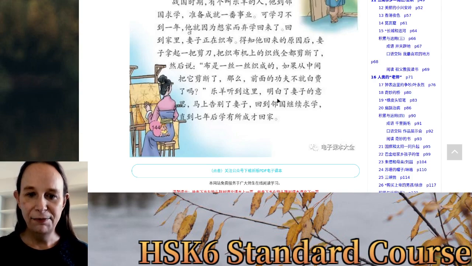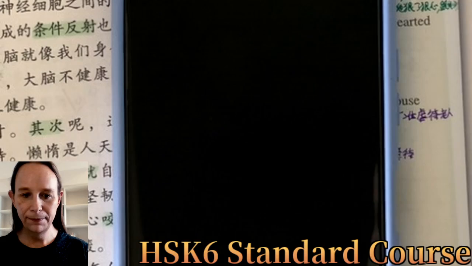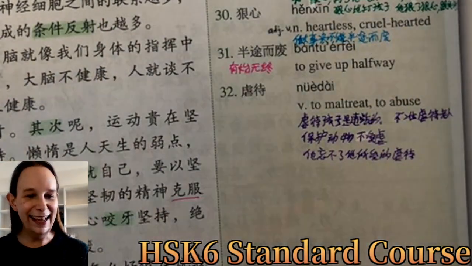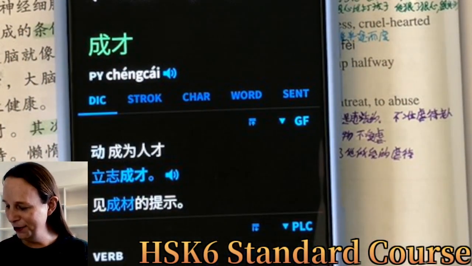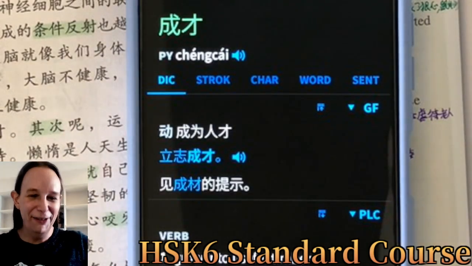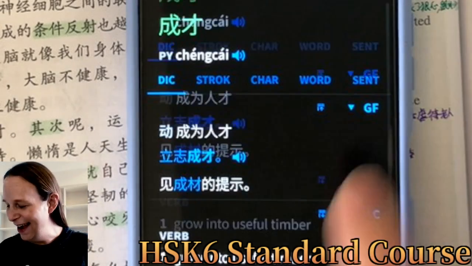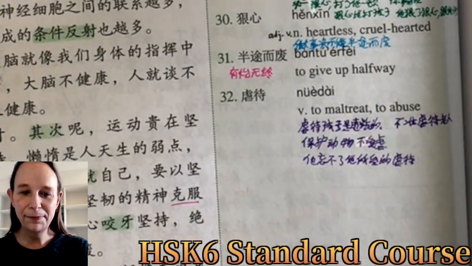乐阳听到这里，明白了妻子的意思，马上告诉了妻子，回到邻国继续求学，直到7年后学有所成才，回家。有所 is somewhat, 成才 will become a talent. I don't know. 成才. Yeah, 3年级 it's too hard for me. 成才. Grow into useful timber, become a useful person. That's brutal, isn't it? If you do not come back from the neighboring country, you are not a useful person. All right. 自学成才, become talent. Yeah, become talented.